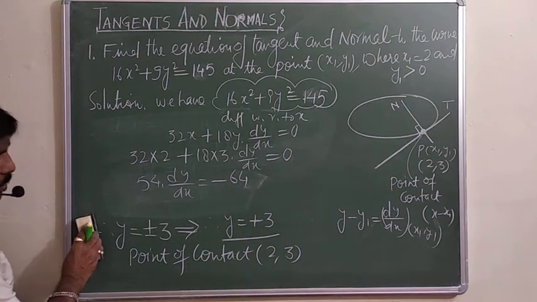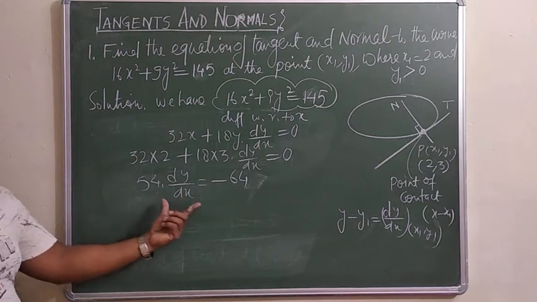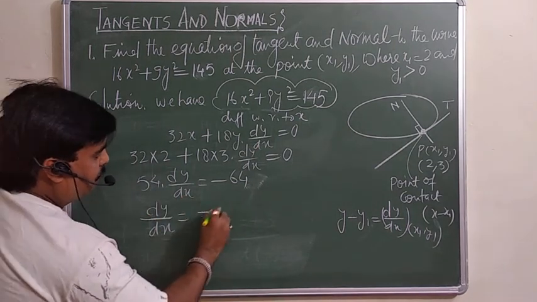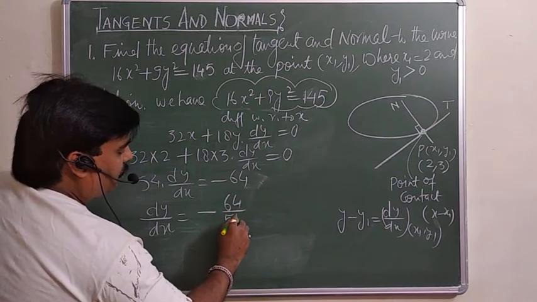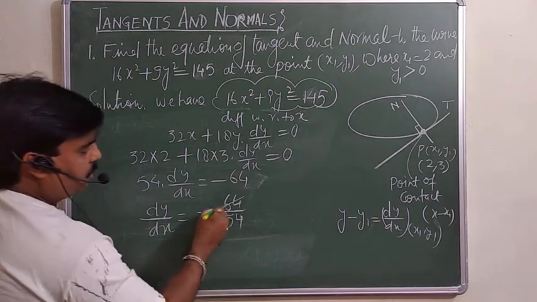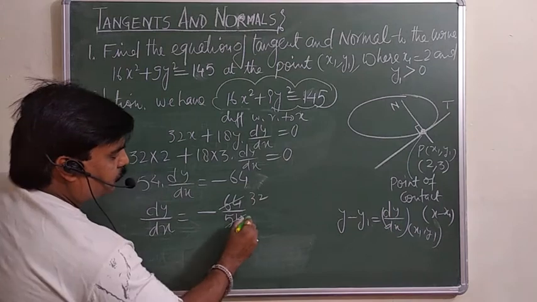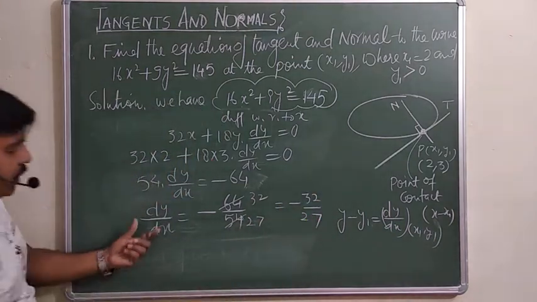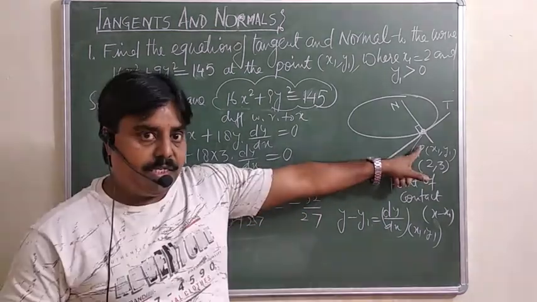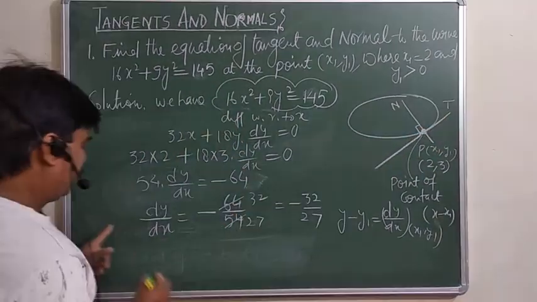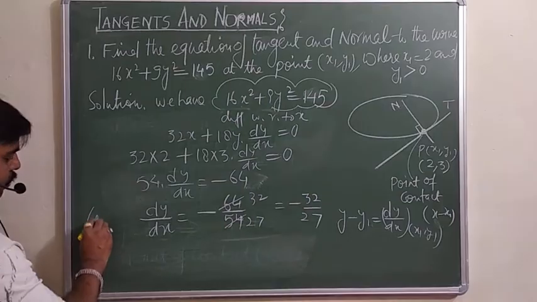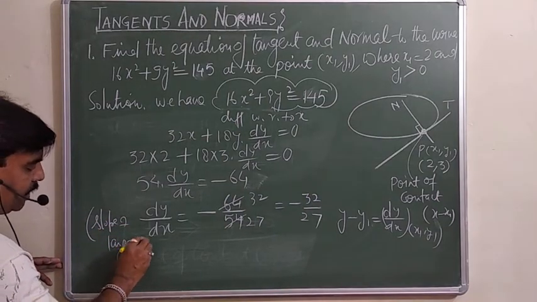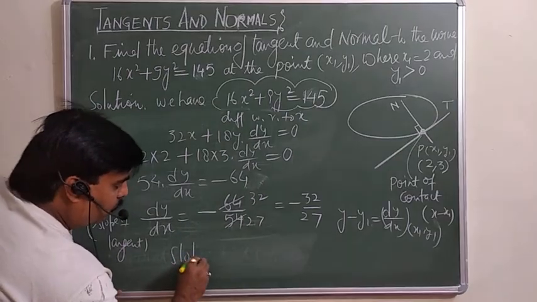So from here what will you get? You will get the slope, dy over dx. So dy over dx is equal to minus 64 over 54. So this is 32 over 27, so this is minus 32 over 27. And this is nothing else, it is the slope of this tangent. This is the slope of the tangent. And similarly, here you can find out the slope of the normal also.